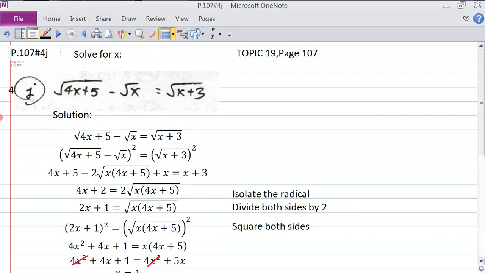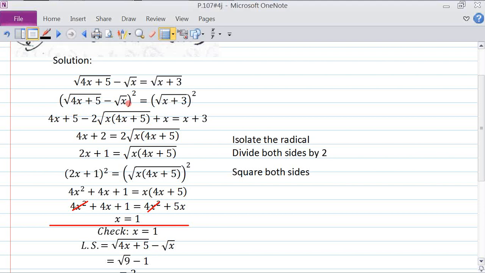Now we're going to go to problem 4J. And here what we're going to do is, we have no option but to square both sides. We put a bracket around this and square this, and we put a bracket around this and square it. So here, the first times the first gives me 4x plus 5. The last times the last gives me plus x. I can multiply the x for the inner times the 4x plus 5 and keep it under the root sign right here. But I have both the inner and outer, so that's why I have minus 2 here.